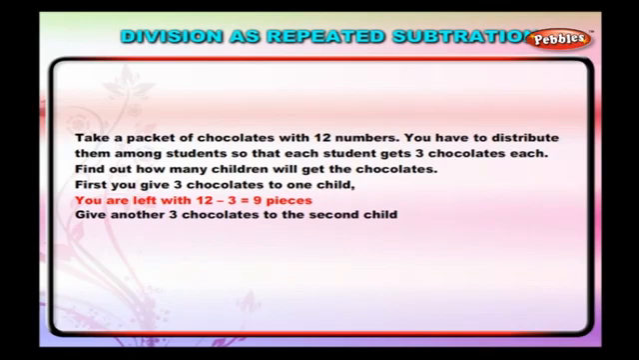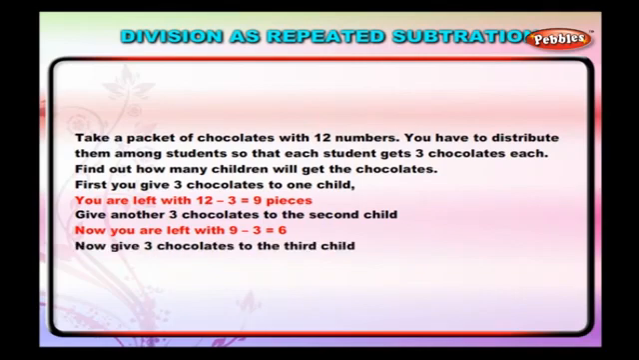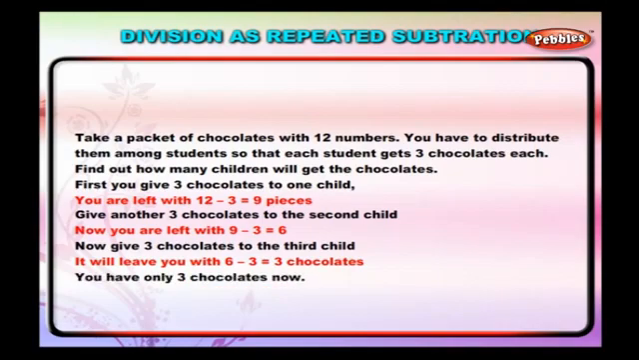Give another 3 chocolates to the second child. Now, you are left with 9 minus 3, which is equal to 6. Now give 3 chocolates to the third child. It will leave you with 6 minus 3, which is equal to 3 chocolates. You have only 3 chocolates now. Give them to the fourth child. You are left with 3 minus 3, which is equal to 0.